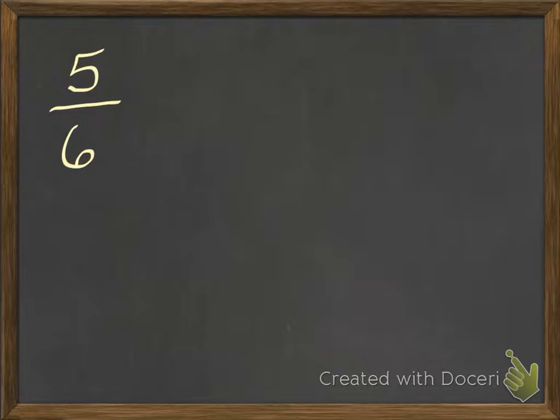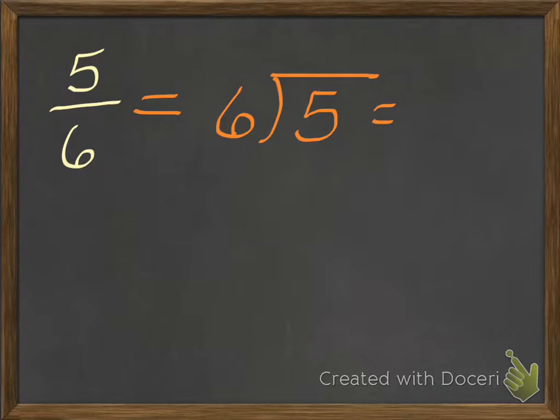Let's try another one. 5/6. 5/6 in a division box. 5 goes on the inside. 5 divided by 6. And I'm going to write my expression. 5 divided by 6.